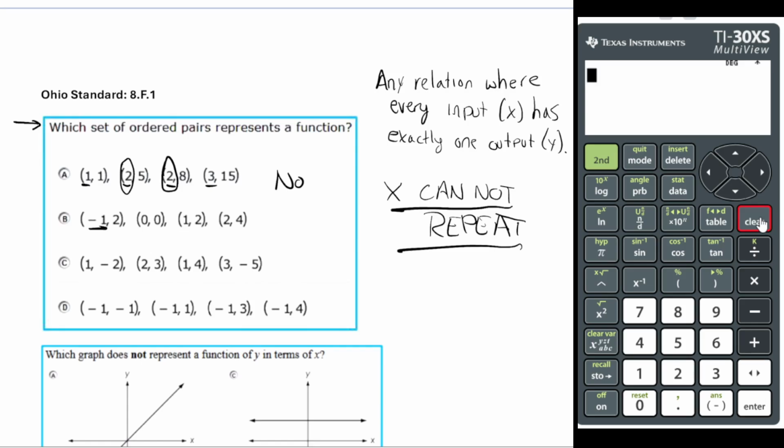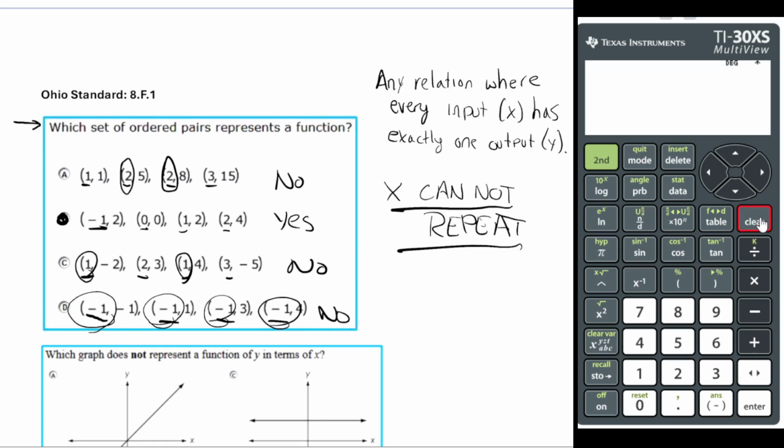Second choice, is this a function? -1, 0, 1, 2. Yes. It's B. Let's keep going. C, 1, 2, 1, 3. That's no, because you have a repeating 1. Finally, D, -1, -1, -1, -1. That's no, because they're all repeating. Okay, the fact that this 2 and this 2 repeat is irrelevant, because they're y values. You don't care about y. So the answer is B.